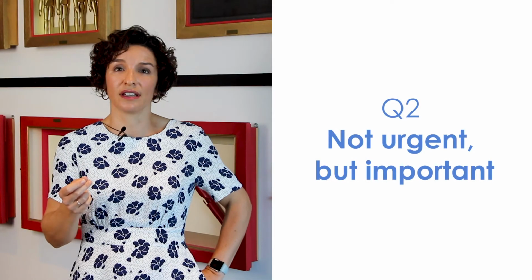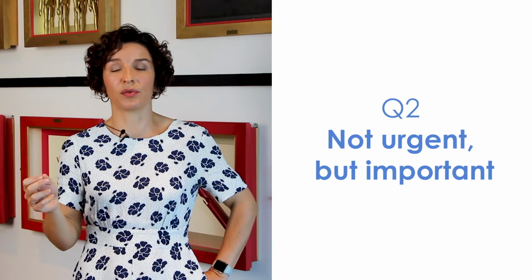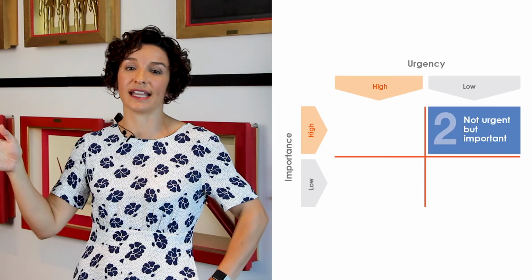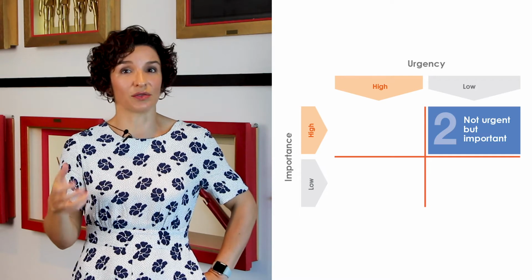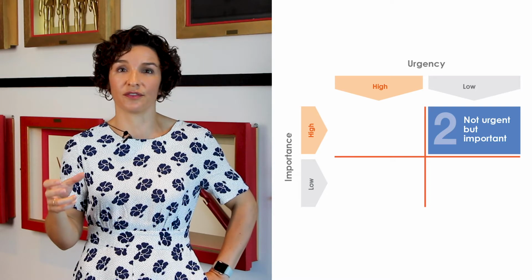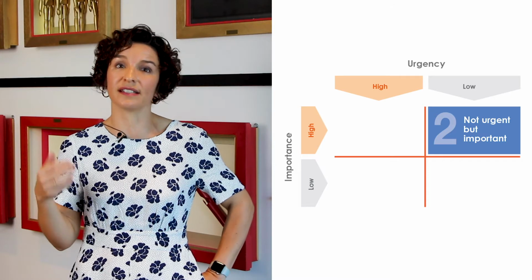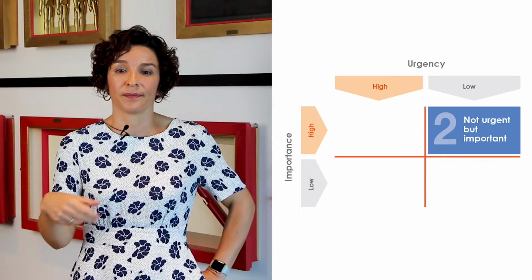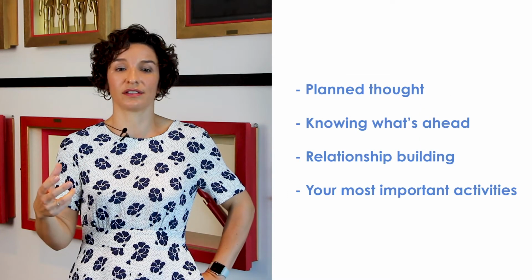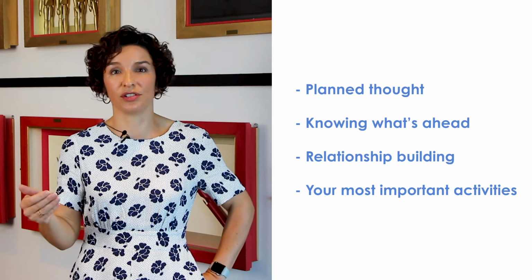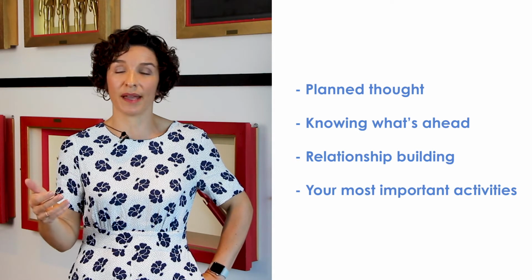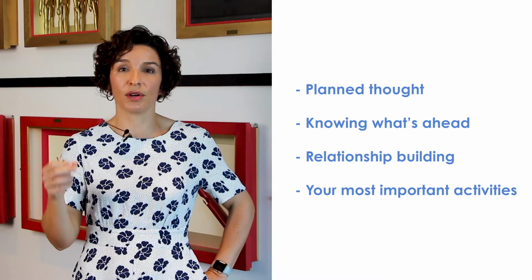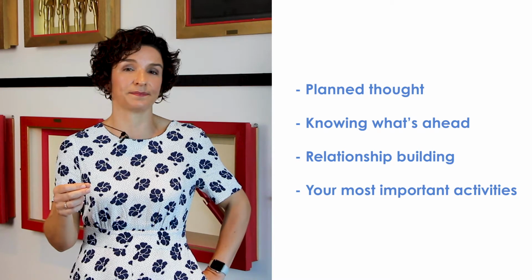In Q2, we see not urgent, but important. This is where tasks that we know about, but they have a distant deadline. And this is the opportunity to really start to be proactive and focusing on the future. What are the things that you as a leader really want to achieve in the next short-term period? This is the quadrant of planned thought, knowing what's ahead and making time to do it in a timely fashion and involving the people who really could contribute to the success of your projects. Often your most important activities are in this space.